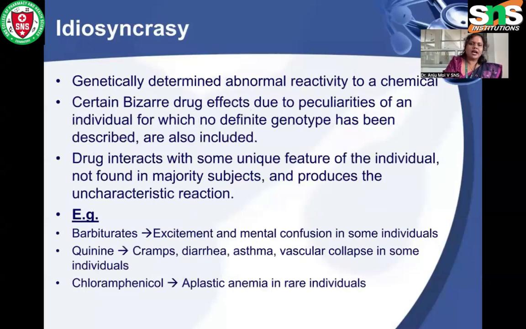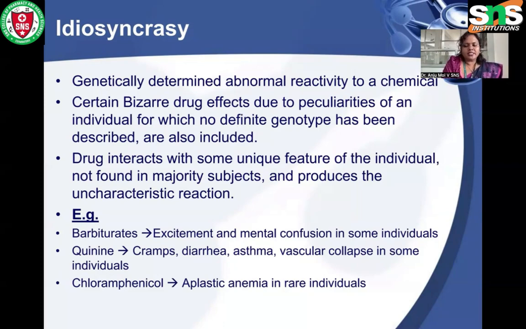Now let's see what is idiosyncrasy. Genetically determined abnormal reactivity to a chemical is known as idiosyncrasy. Certain bizarre drug effects due to peculiarities of an individual for which no definite genotype has been described are also included. The drug interacts with some unique features of the individual not found in the majority of subjects, and it produces uncharacteristic reactions. Like when we take barbiturate, it causes excitement and mental confusion in some individuals.